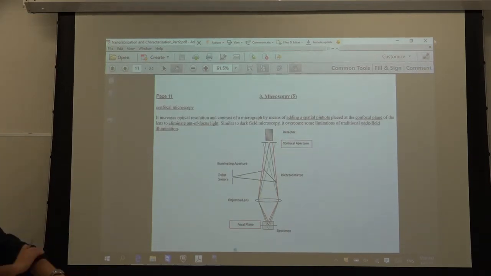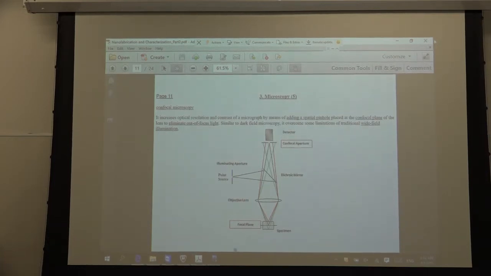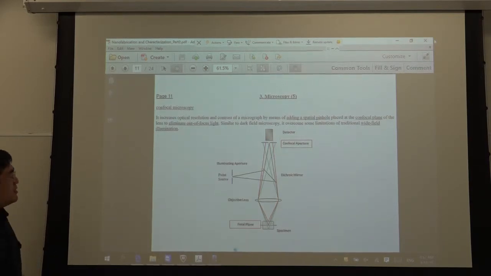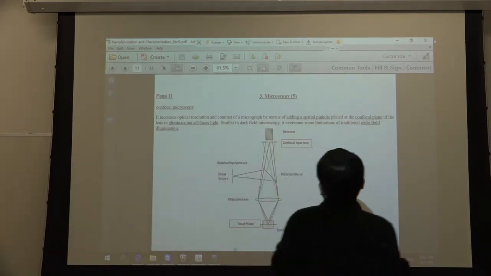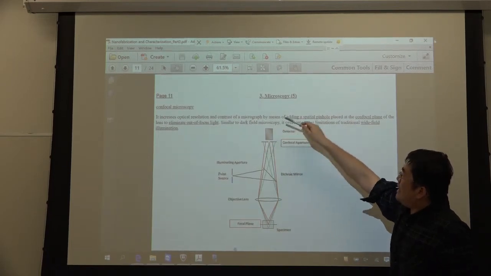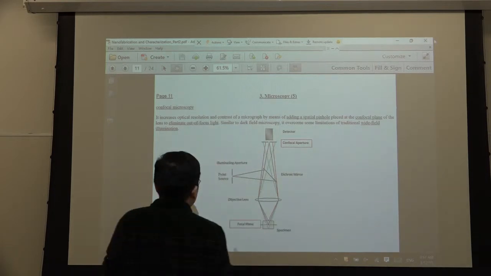Another important technique is called confocal microscopy. This is, I think, not too expensive to buy, but I think for NSOM it's very expensive. For the confocal technique, they just add a spatial pinhole here to eliminate out-of-focus light. Do you see that the example is a very interesting example?